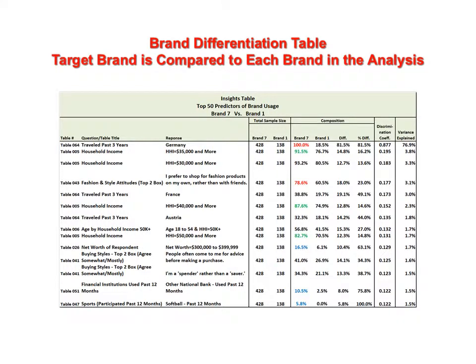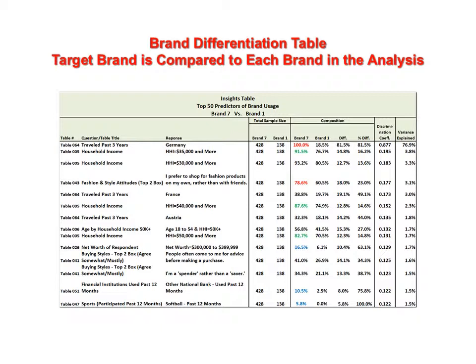Now let's look at an example of a brand differentiation table. In this table, the target brand, which in this case is brand number 7, is compared to a single competing brand, which in this case is brand number 1. In total, the Consumer Insights and Charting program can generate up to 23 brand differentiation tables, which is the maximum number of competing brands allowed in a single analysis.